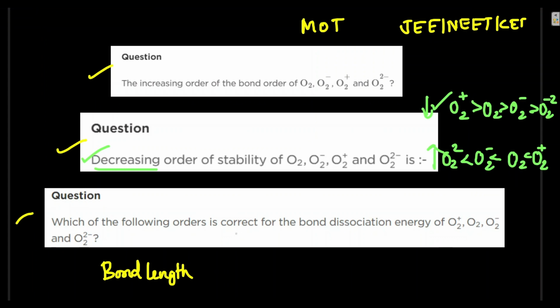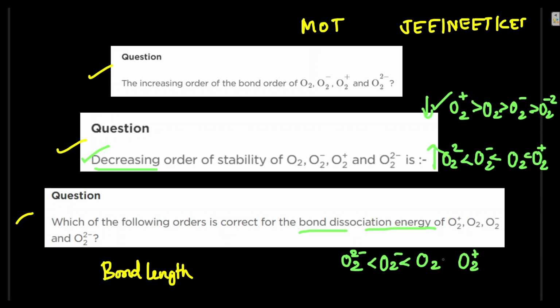Which of the following orders is correct for the bond dissociation energy? Okay, no need to see the options as well. You already know bond dissociation energy increases with bond order. So again you will write the species given: O2 2 minus, O2 minus, O2, then O2 plus. Again, O2 2 plus you can also include here. So just write increasing. Okay, you have to see that in the options.